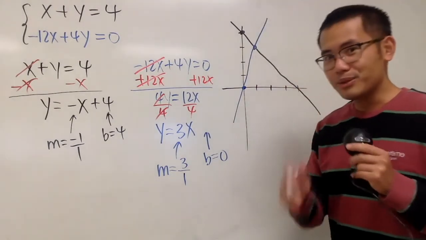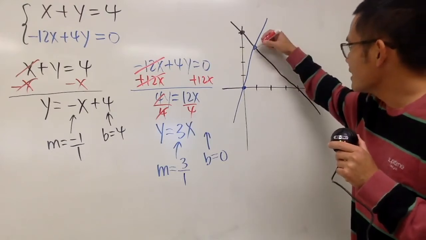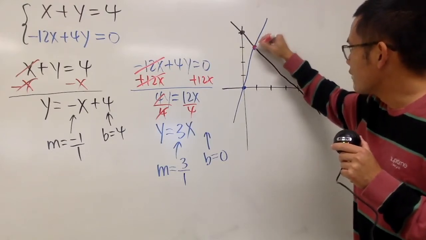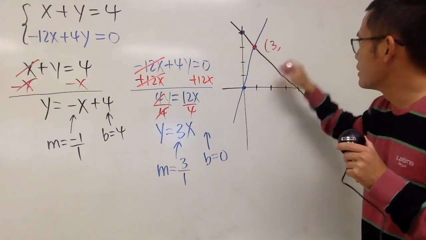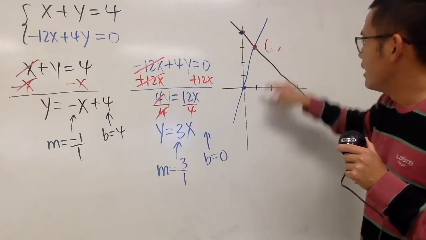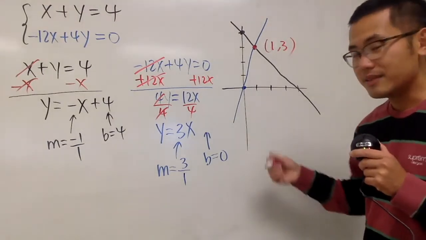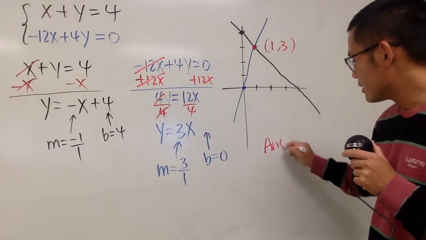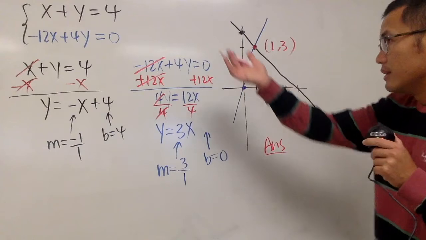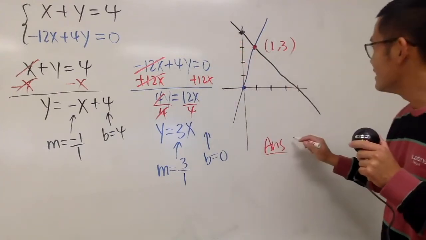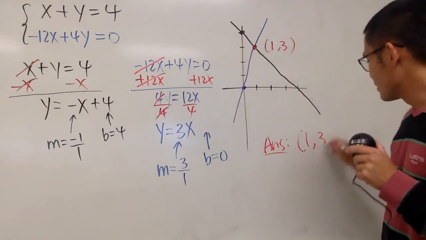So again, use your ruler and all that, but as we can see, here we do have a point of intersection, which is 1, 3. x is 1 and y is 3, so 1, 3, like this. And that's in fact our answer. The answer to the system of equations is 1, 3.